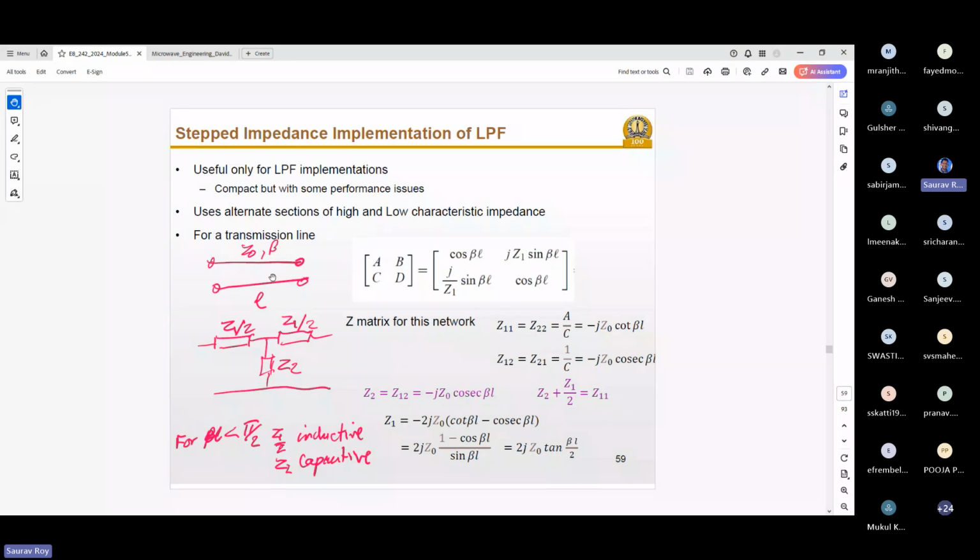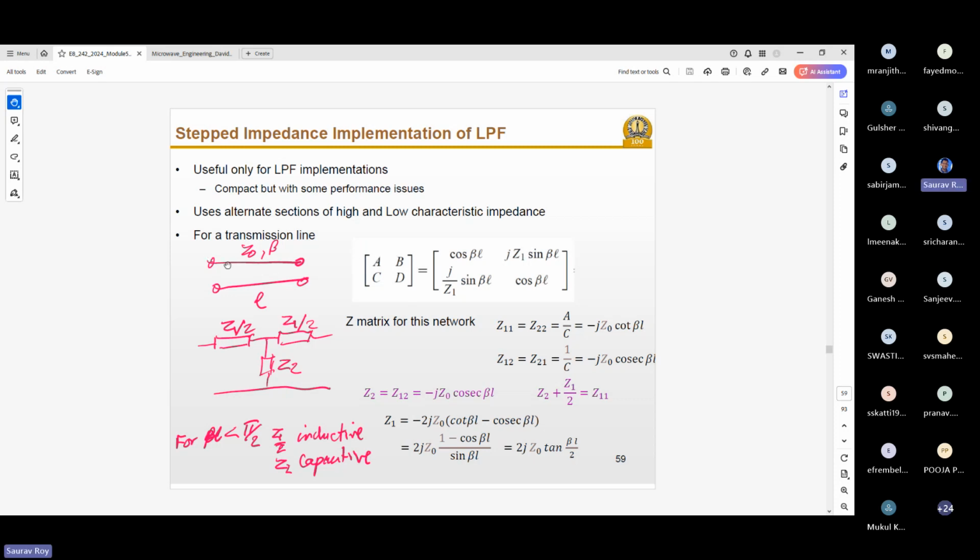Okay, the first one is the ABCD matrix for a microstrip line section of length L with characteristic impedance Z0 and phase shift beta. You will have ABCD parameters of this form, cos beta L and so on. This ABCD matrix is very useful, and I advise all of you to calculate it once. It takes 5 to 10 minutes, but you will understand a lot from this. It is very useful for any RF circuit analysis.